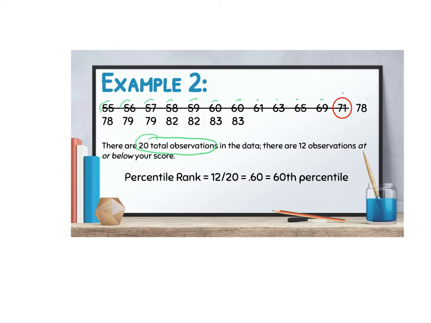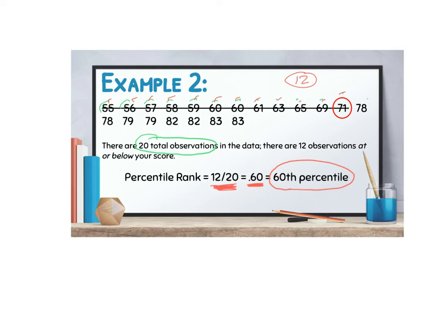Then what you need to do is count from your observation, like the 71, all the way down to the lowest piece of data. I need to know how many observations were equal to my score or less than that. So I'd start counting at 71 and say, I'll change colors here. 1, 2, 3, 4, 5, 6, 7, 8, 9, 10, 11, 12. So 12 observations were less than or equal to our score of 71, and there were 20 total. So to find the percentile rank, I simply take 12 divided by 20, and that was 0.60, which puts me in the 60th percentile.